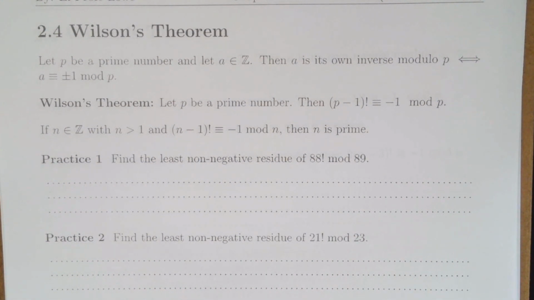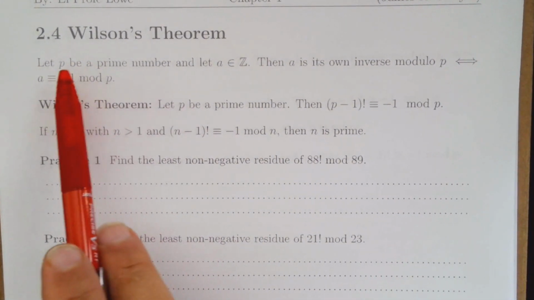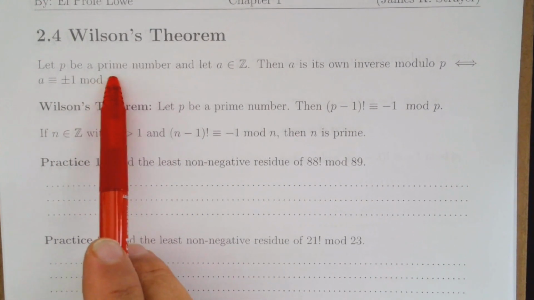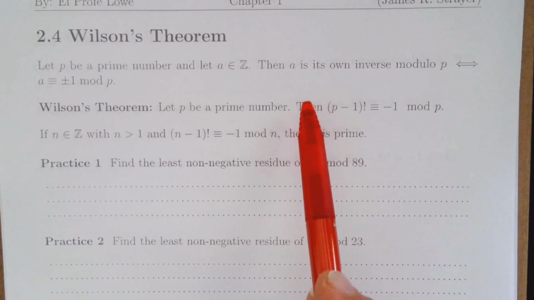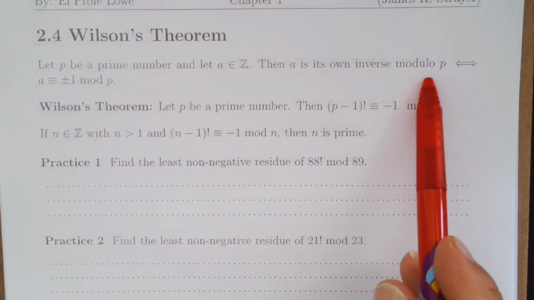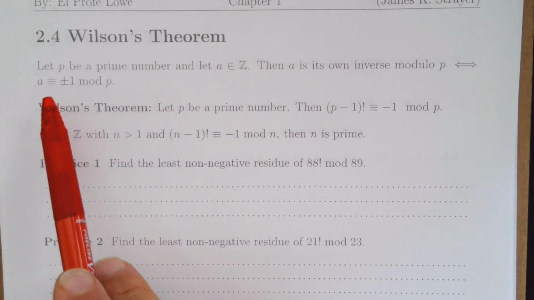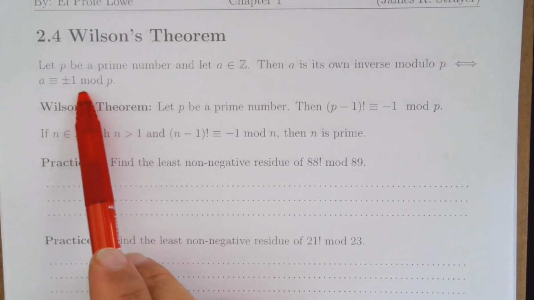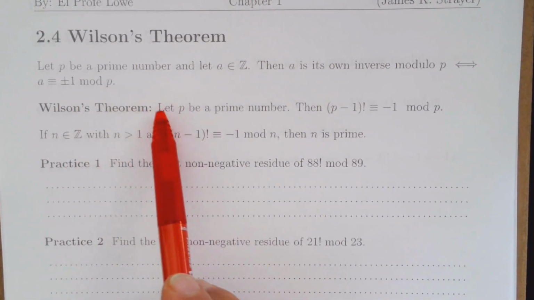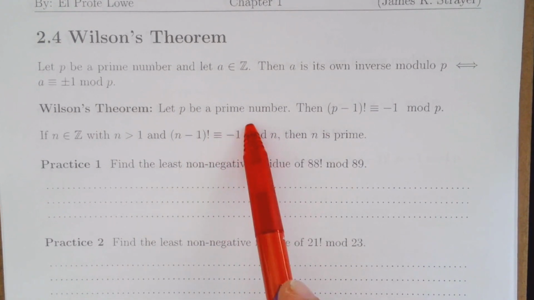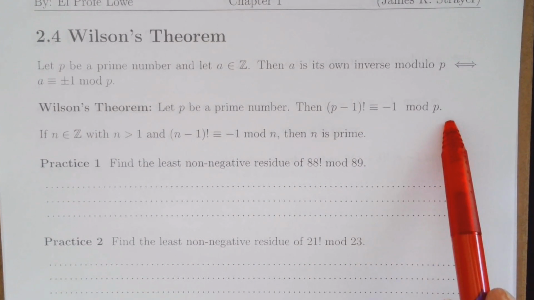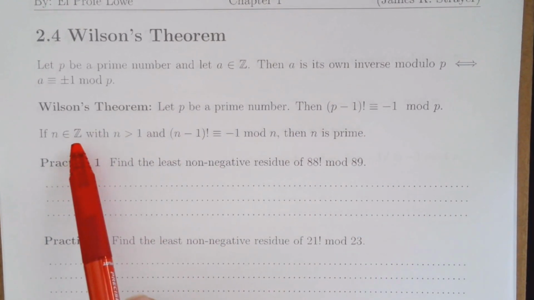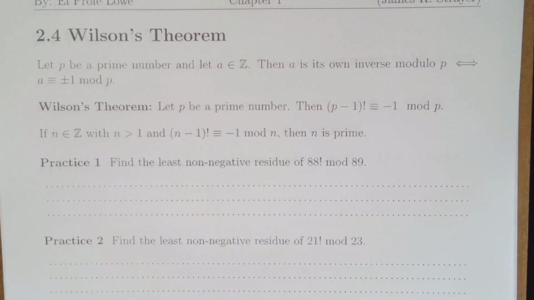Right? So Wilson's theorem says that if P is a prime number and A is an integer, then we know that A is its own inverse modulo P if and only if A is equivalent to plus or minus 1 mod P. And then Wilson's theorem says that if P is a prime number, then P minus 1 factorial is equivalent to negative 1 mod P. Okay? So what we have then is the following.